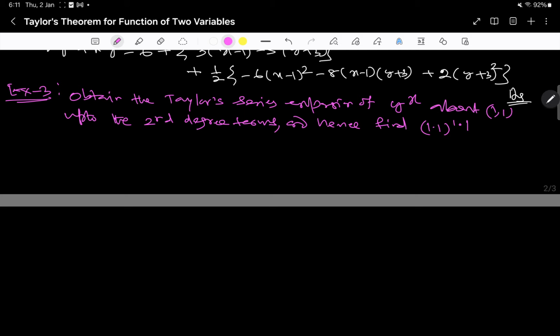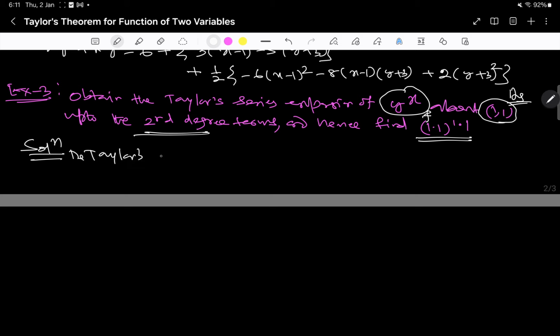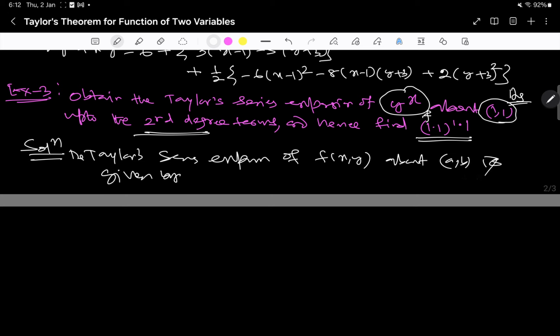Coming to the third example, obtain the Taylor series expansion of y to the power x, this is my f, about the point 1, 1 up to second degree. After this, find the value of 1.1 to the power 1.1. So coming to the solution here, the Taylor series expansion, we should always write it. The Taylor series expansion of f of xy about ab is given by; you should first write the correct formula, or you may directly write it about 1, 1.